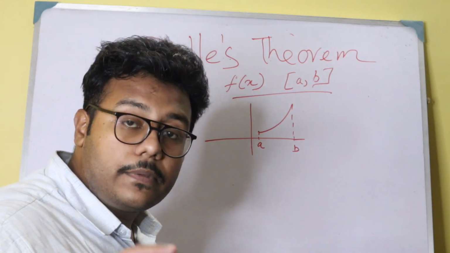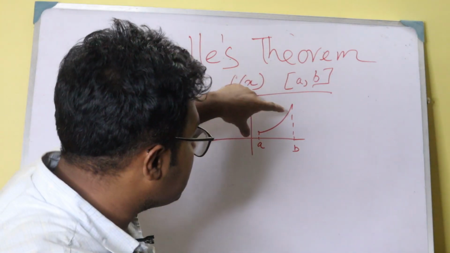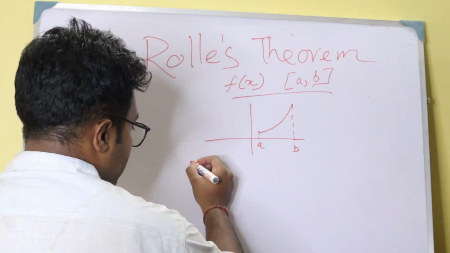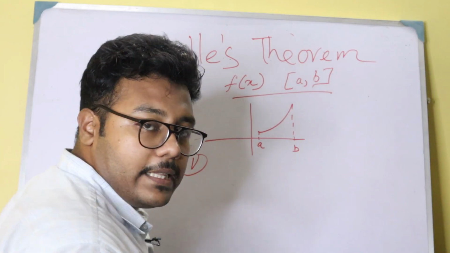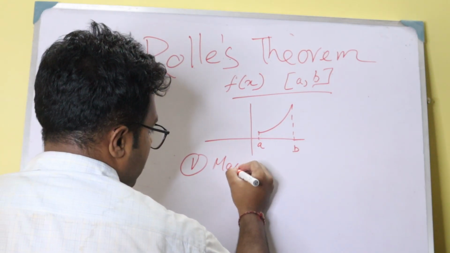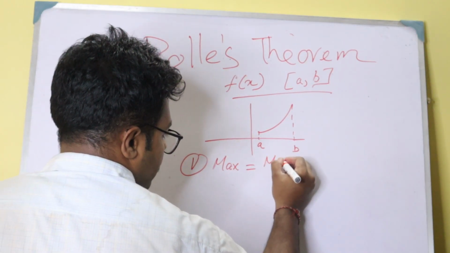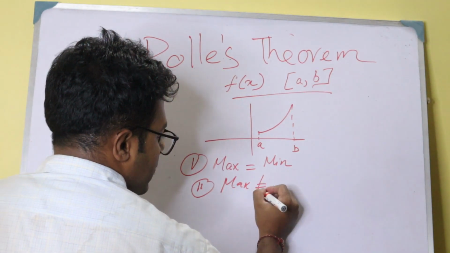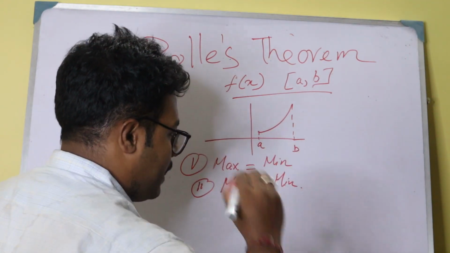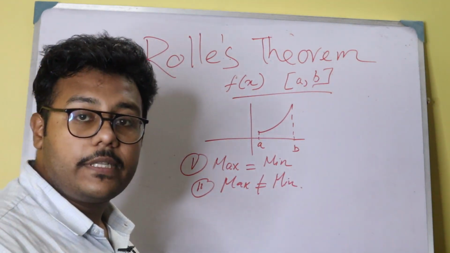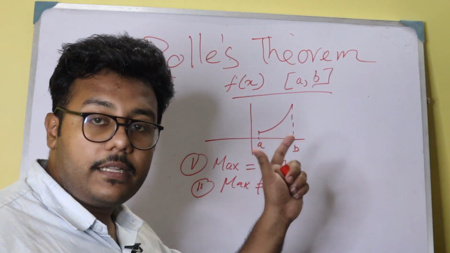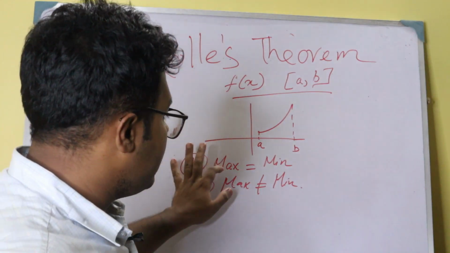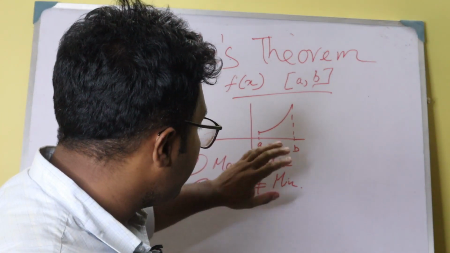if we have this minimum and maximum value within this closed interval, two cases arise. The first case is the minimum value and maximum value are equal, and the second case is maximum value is not equal to the minimum value. These two main cases arise in this theorem. First, let us consider what will happen if max value and min value are equal.